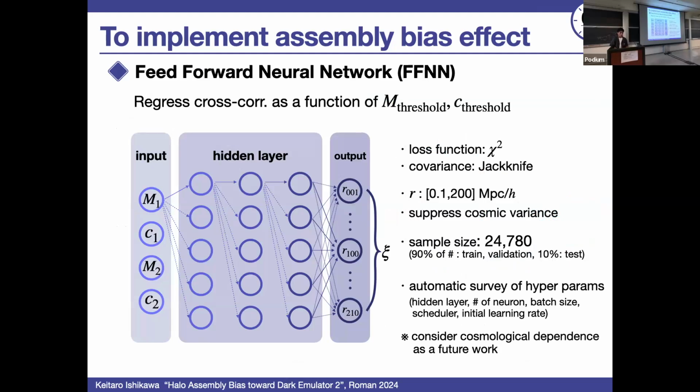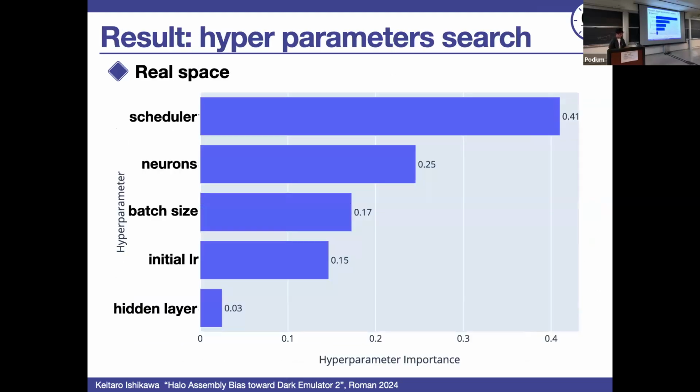We can mention that suppressing cosmic variance leads to suppressing the large-scale mode. After searching hyperparameters using Optuna, which is an automatic hyperparameter optimization scheme, it shows that the scheduler is most important to optimize them.